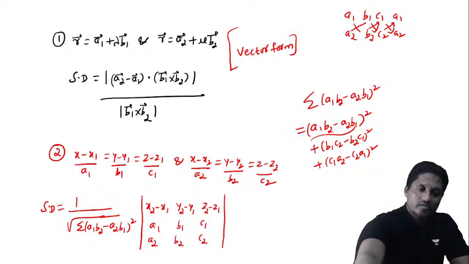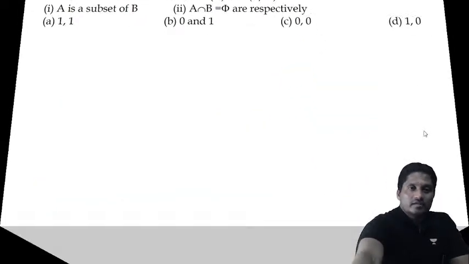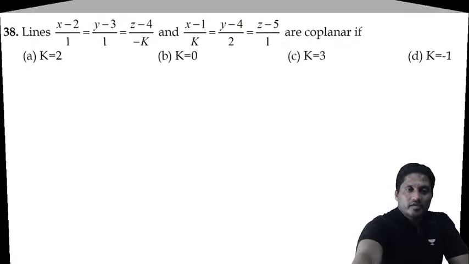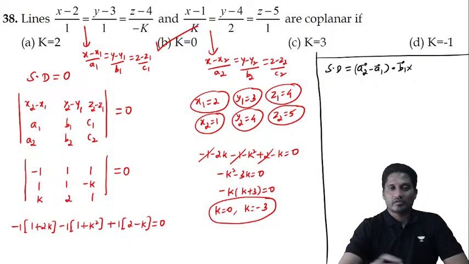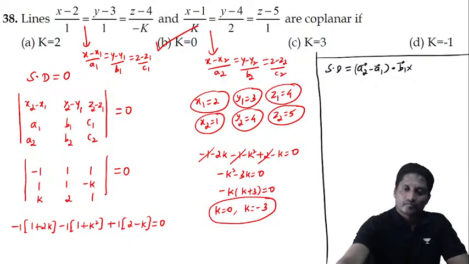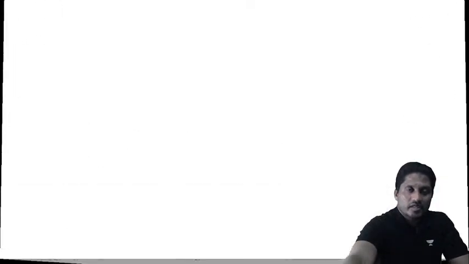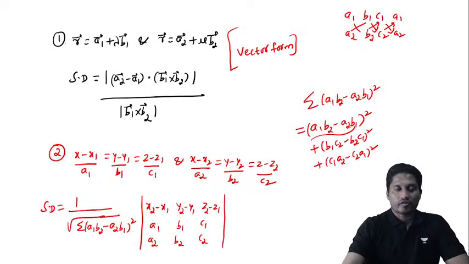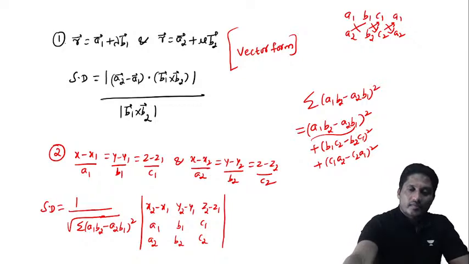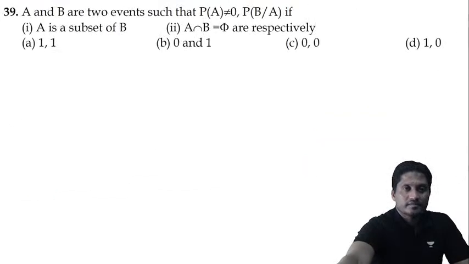That's why I wanted to tell you that for the shortest distance between two lines, if these lines are coplanar, obviously the shortest distance should be equal to 0, and then you get the value of k. If they don't intersect, then they are non-coplanar, and then you should find the distance. This is the formula for the shortest distance between two lines, vector form and Cartesian form, which you've already done in the board exam. Let's move to the next question.